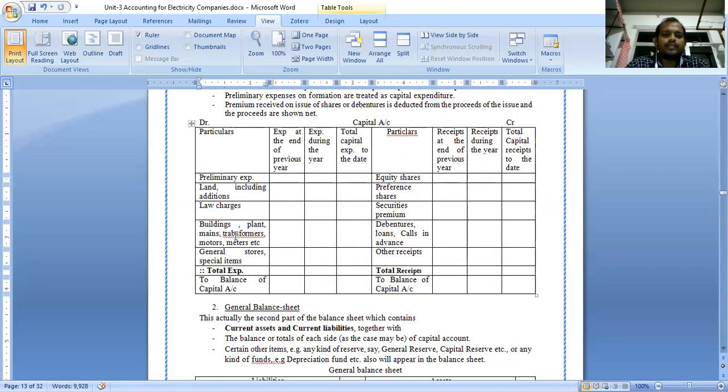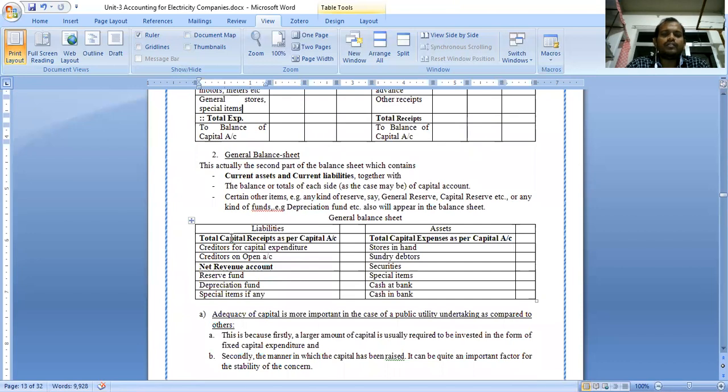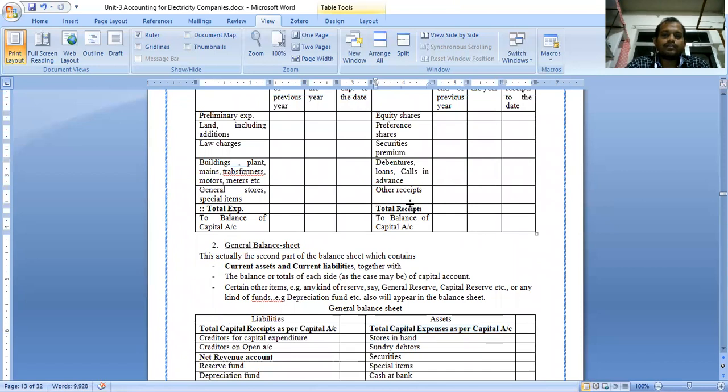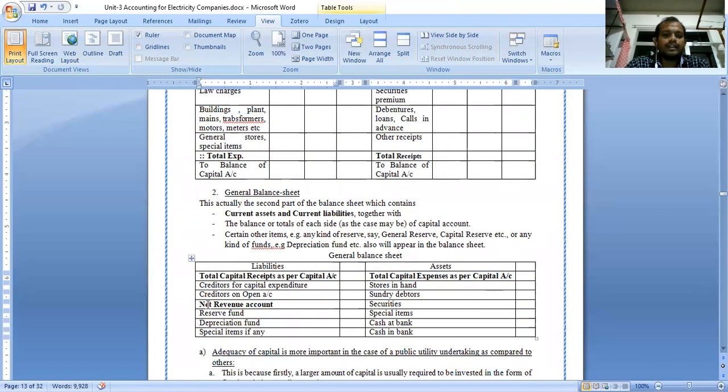So land and building, plant and machinery. So all are fixed assets. In the sense, total expenditure comes under the asset side. So total receipts of the capital account comes under the liability side. Okay. So the net revenue account also will show it in the liability side.